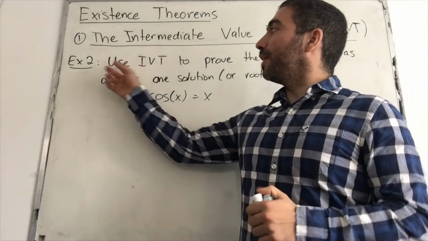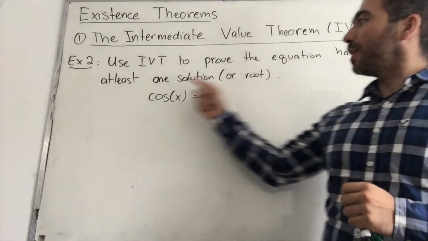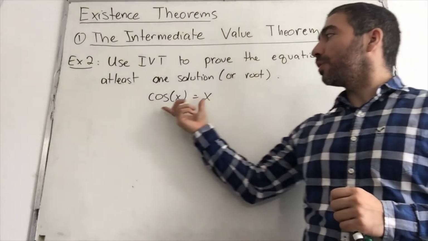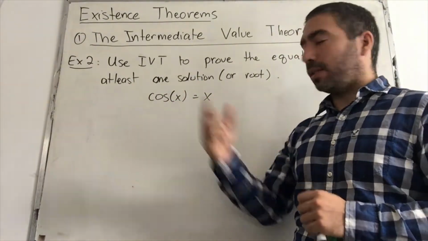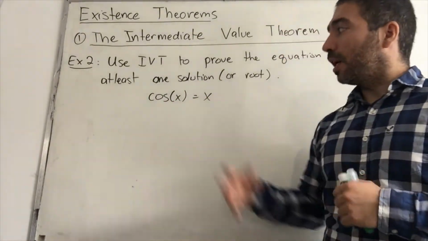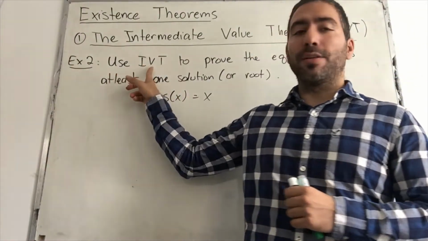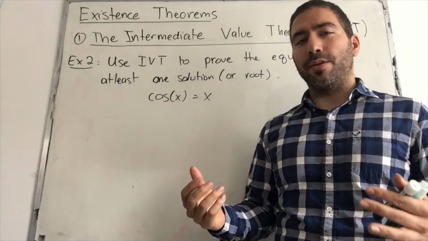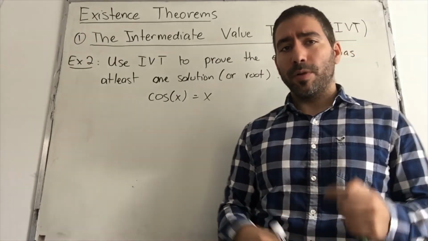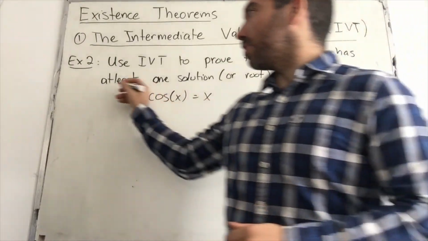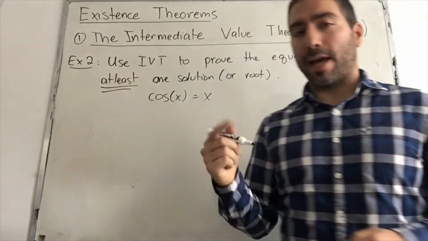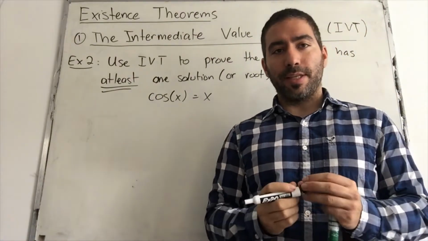So in this example over here, it says to use IVT to prove the equation has at least one solution or root, and the equation that's given is cos of x equals x. So let's go ahead and do this. Another thing I want to mention is here I'm telling you to use IVT. What if it doesn't say use IVT? How do we know it's an IVT problem? Well, the key word here is at least one solution. Whenever it asks to find at least one, that's IVT, because IVT gives us at least one solution.